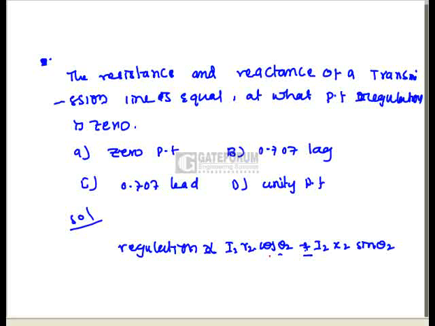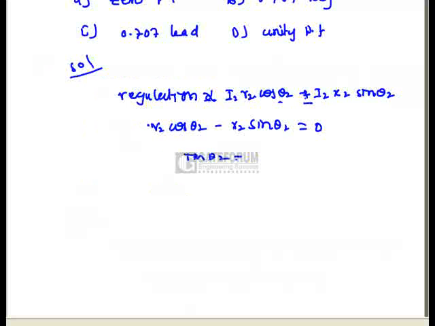So this is 0, he is saying, so that means what? If you take I2 common, then we will get R2 cos theta 2 minus X2 sin theta 2 equal to 0. If you solve this, what will we get? Tan theta 2 equals R2 by X2, so theta 2 equals tan inverse of R2 by X2.